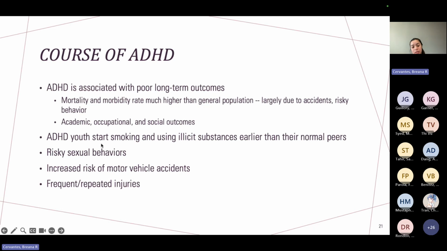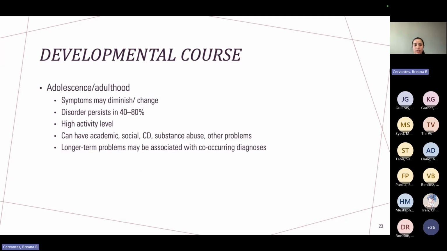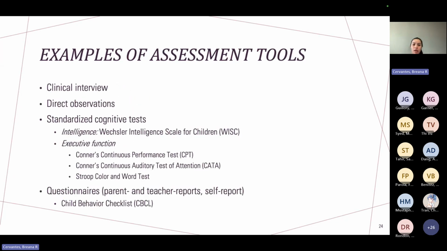And again, I mentioned substance abuse, especially in teenage years when you're already at risk of risky behavior. That's the period when we tend to see this happen more with kids with ADHD. So risky sexual behaviors, motor vehicle accidents, and just injuries. I'm not going to read this, but these are some examples of things that might look a little bit differently in terms of the developmental period the child is in, whether it's infancy, childhood, or adolescence moving toward adulthood. Okay.